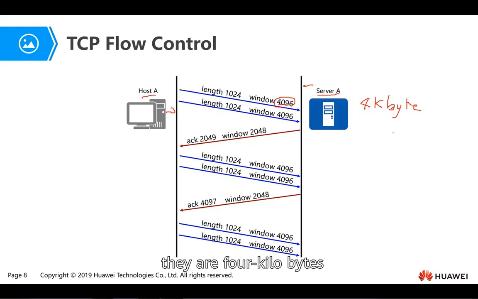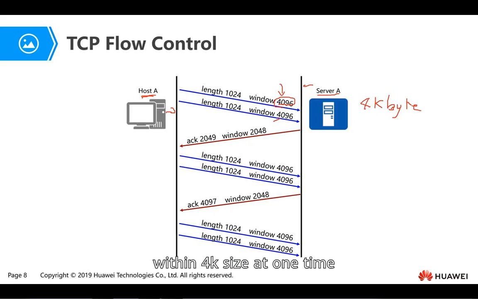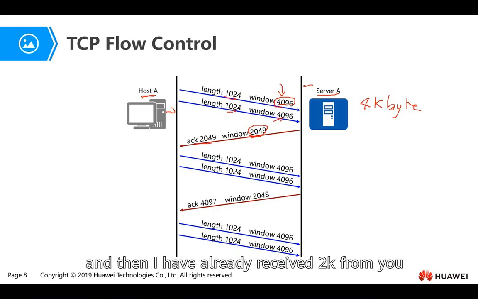The 4 kilobytes. So when host A is sending packets, it can send within 4 kilo size at one time. For example, 1 kilo, 1 kilo, 1 kilo, 1 kilo. Then the 4 kilo is used. Of course, in this case, that's 2 kilo. Then the confirmation will tell host A the window size now has 2 kilo left. Okay, 2 kilo left, and I have already received 2 kilo from you.